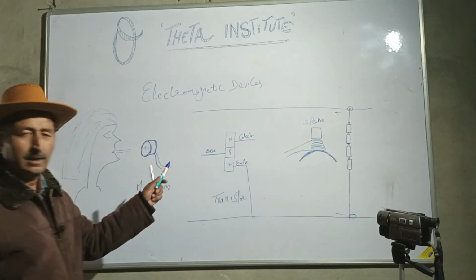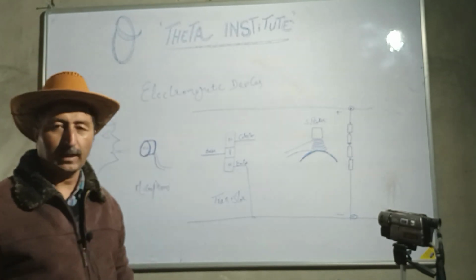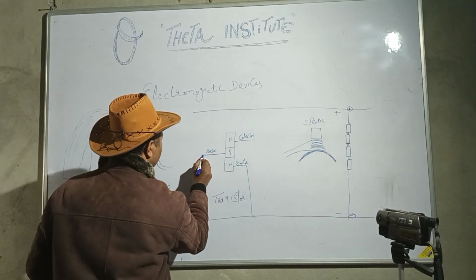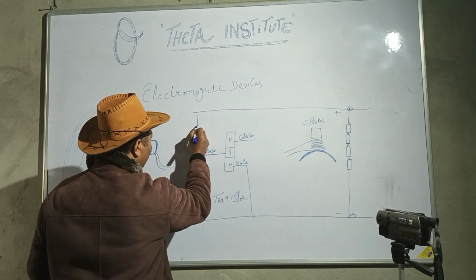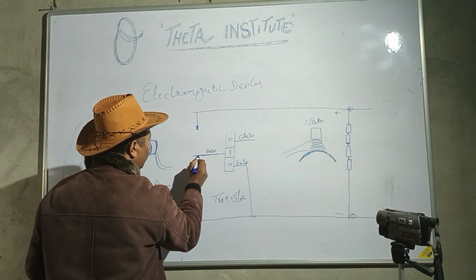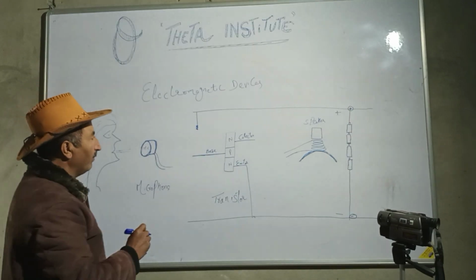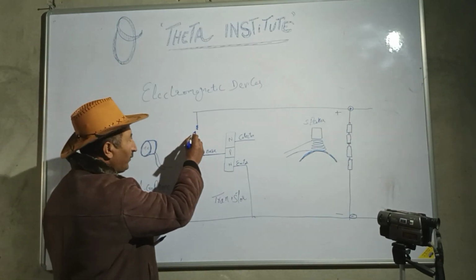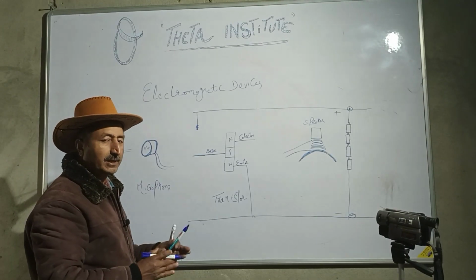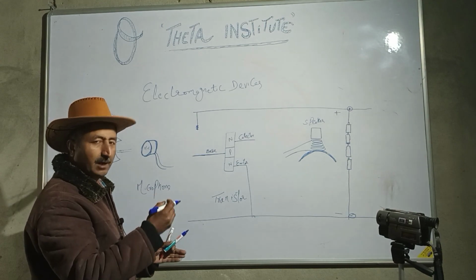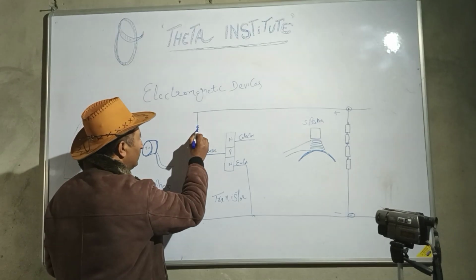Base needs very less of positive current. This base needs very less of positive bias. So we have to give very less positive voltage to base. How? We have to connect here a high resistance, resistance of high value. A high value resistance will allow less electric current to flow down.